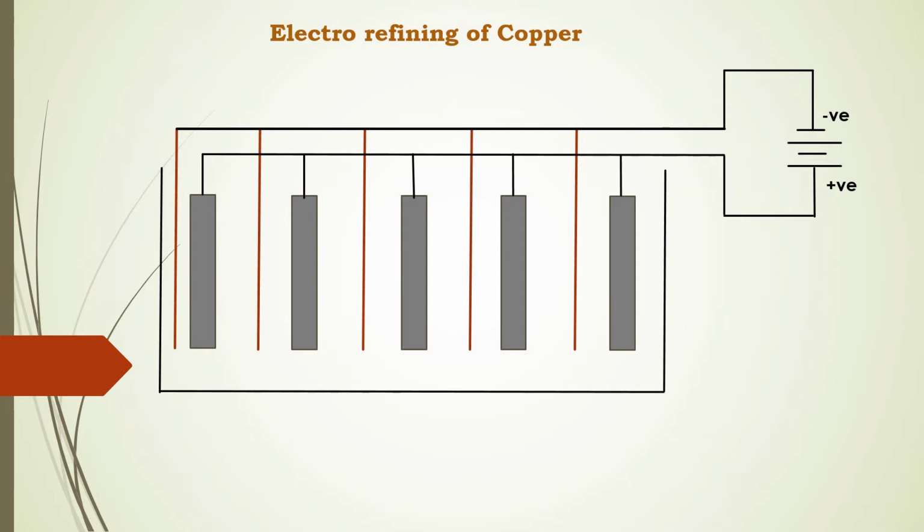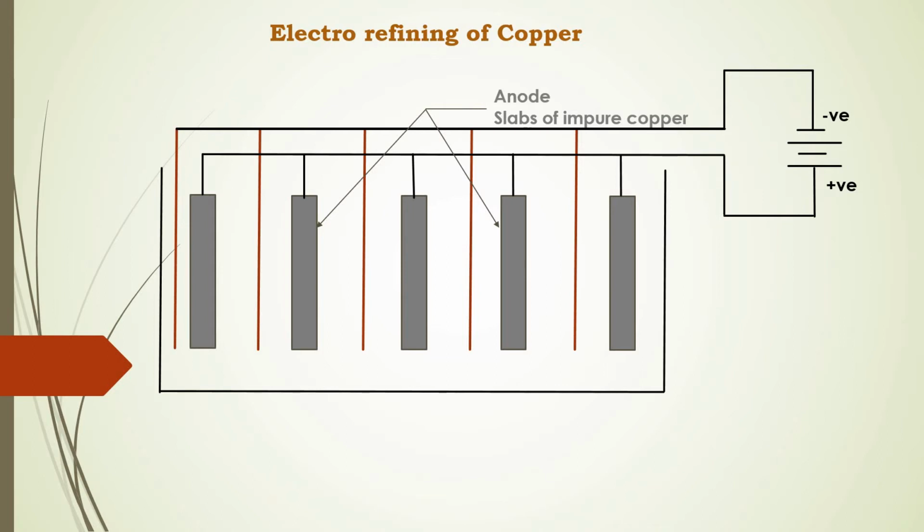The negative terminal is the cathode over here, whereas the positive terminal is the anode. Now let us see what anodes are made up of and what cathodes are made up of. The anodes are made up of slabs of impure copper, and the impurities present in copper are mostly silver and gold.